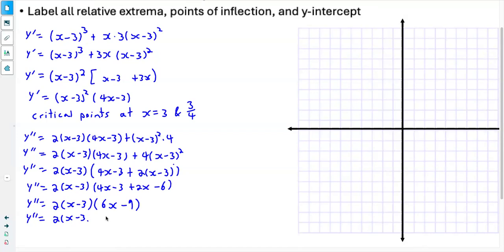Actually, sorry, I just said we could factor a 3 out of both those, so we'll multiply by the 2 in front. That gives us 6 times x minus 3 times 2x minus 3. So we can say we have points of inflection at x equals 3 and 3 over 2.